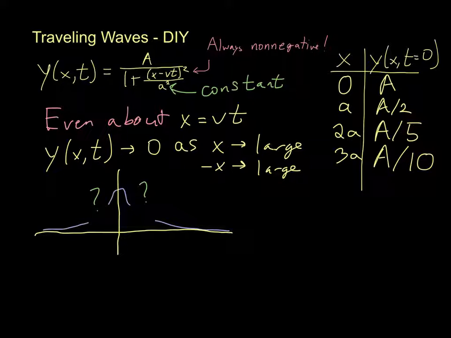So now that we have our table of values, we remember that this function is even about x equals 0 for t equals 0. So now we can plot all the negative values of these as well, so we get more bang for our buck. So I'll give you a moment now to plot those values. You can pause the video and do that, and I'll come back and we'll see how you did.